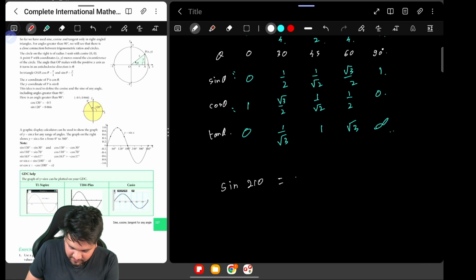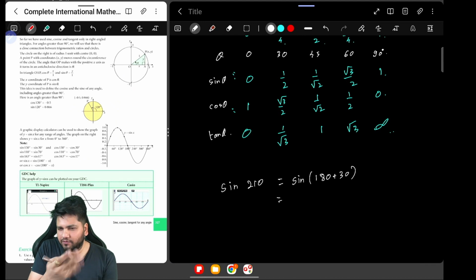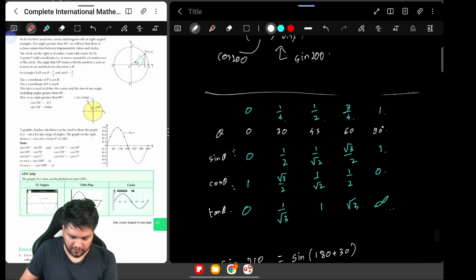Let me do one of the questions. It'll be in third quadrant, so it'll be 180 plus theta. 180 plus 30 here, correct? Sine 210, everyone. See, it is in third quadrant. First of all 210 degree, so we'll write that thing as 180 plus theta. We write it like this.